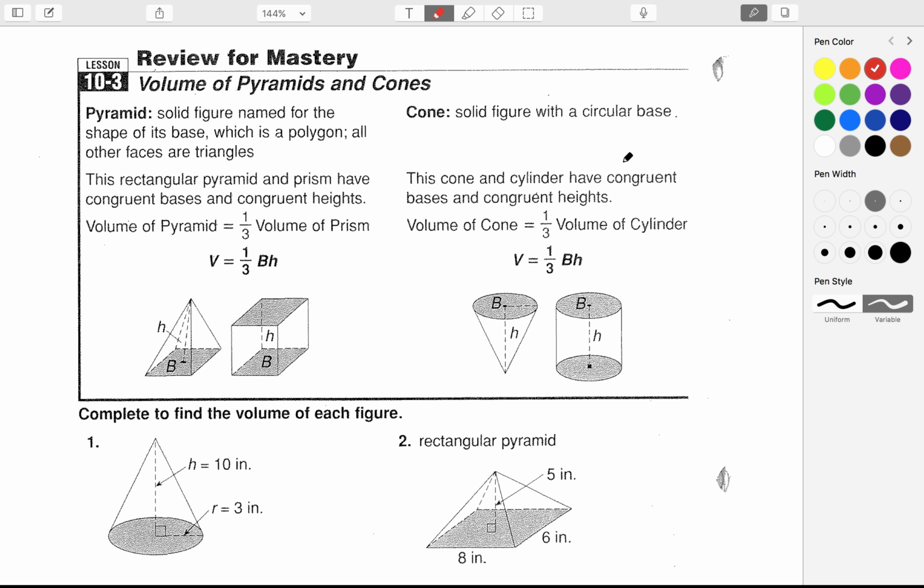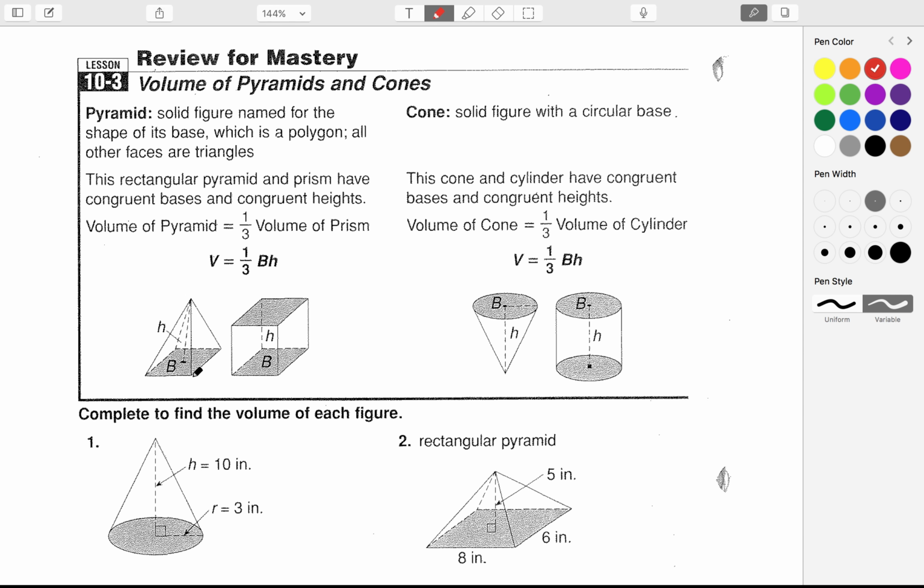Okay, on to lesson 10-3, review for mastery, volume of pyramids and cones. So we're finding the volume of a pyramid now and the volume of a cone. These two, you have to memorize the formulas, but they are the same formula. A pyramid is a solid figure named for the shape of its base, which is a polygon.